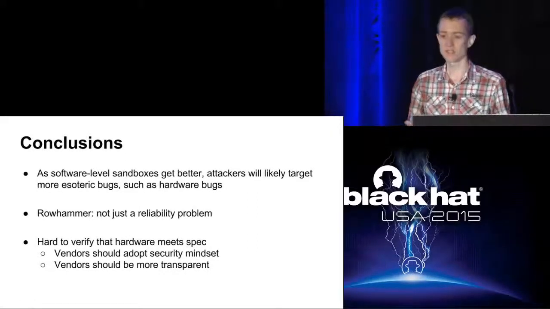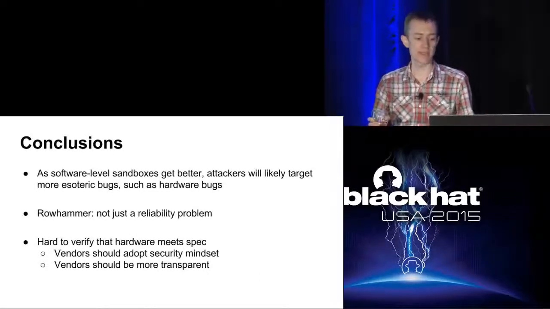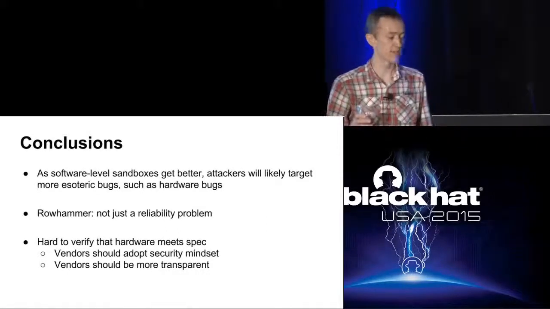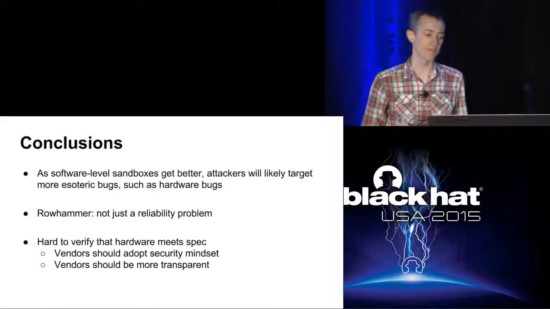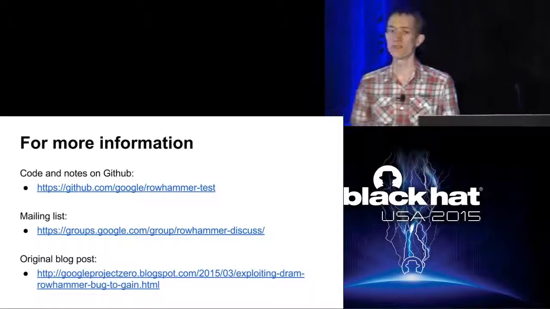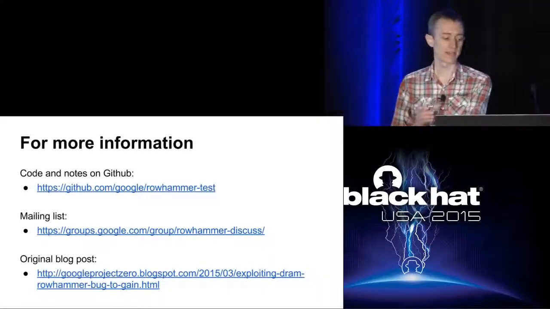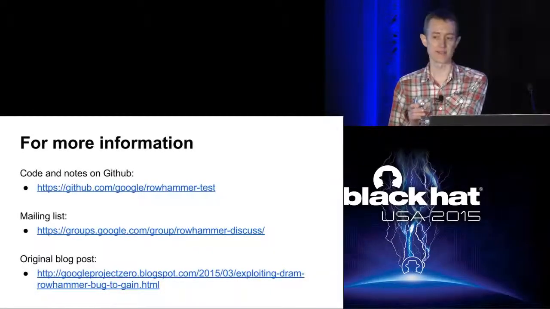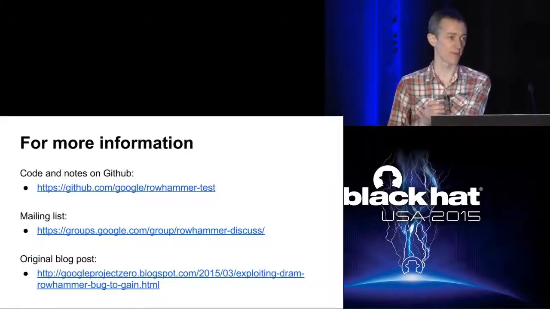So I would like to see vendors be more open and to adopt a security mindset when they're thinking about these issues that appear to be just reliability issues, because we've shown that they can actually break multiple layers of security. So lastly, to see more information about this, we have some test code on GitHub and a mailing list for discussing the problem and exploits for it. And you can also see the Project Zero blog post that we posted.